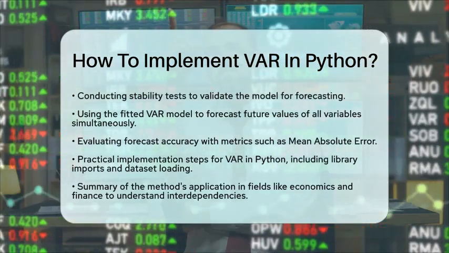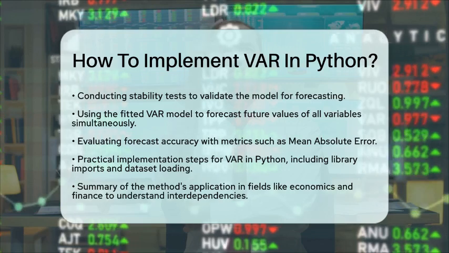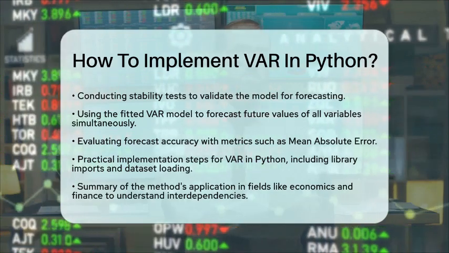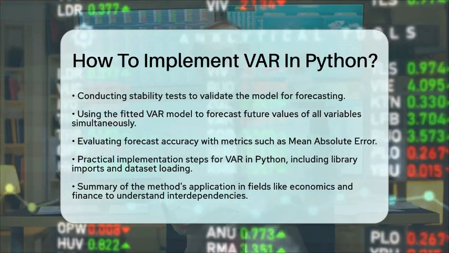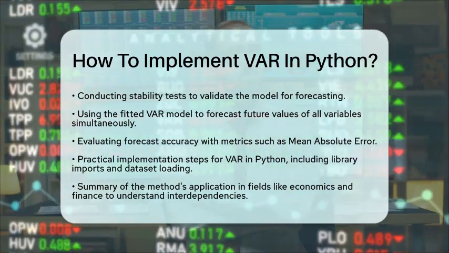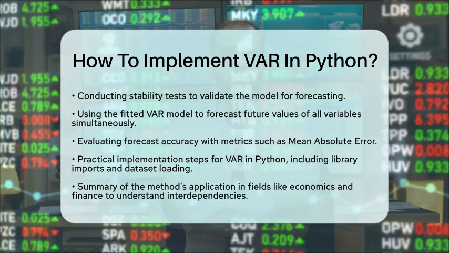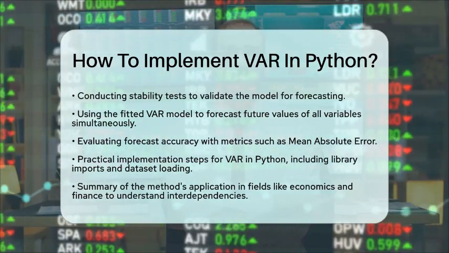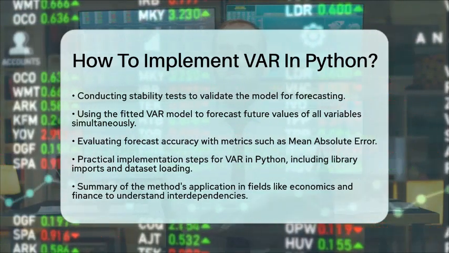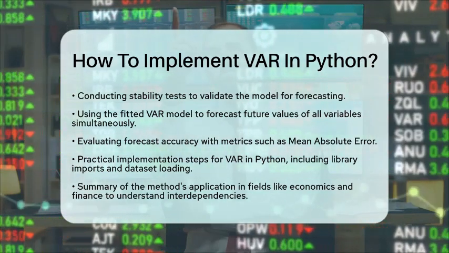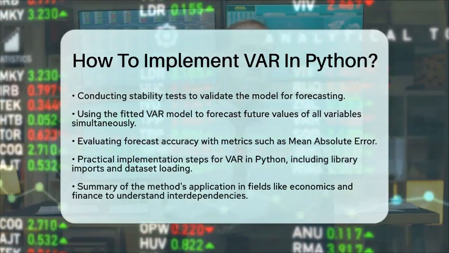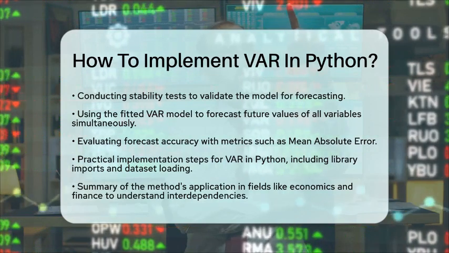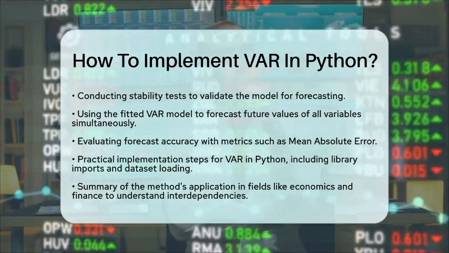For practical implementation, here is a simple outline. Import libraries such as pandas, NumPy, and statsmodels. Load your multivariate time series dataset. If needed, difference the data to achieve stationarity. Create the model object using the vector autoregression function. Use the model to select the best lag order. Fit the model with your selected lag. Finally, forecast future values using the results from your model.